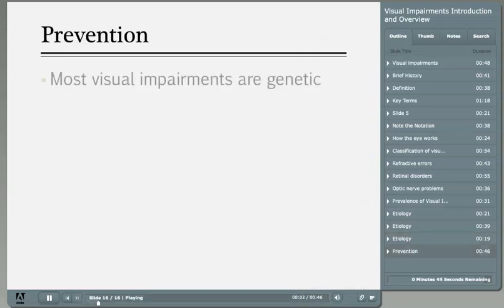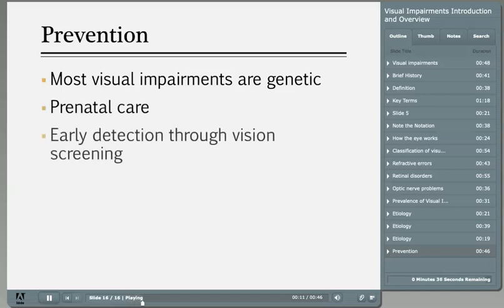Most visual impairments are genetic, but some can be prevented and/or controlled. Prenatal care, early detection through vision screenings, and eye safety are all preventative measures that can be taken to help prevent visual impairments. Prenatal care can assist with preventing eye conditions that are secondary to sexually transmitted diseases, prematurity, or other hereditary problems. Vision screenings and regular eye examinations can also help detect vision impairments early on.